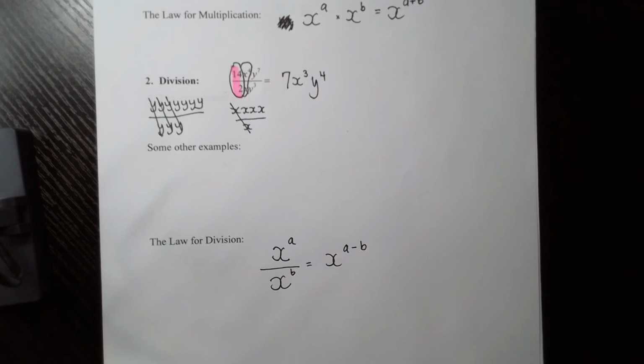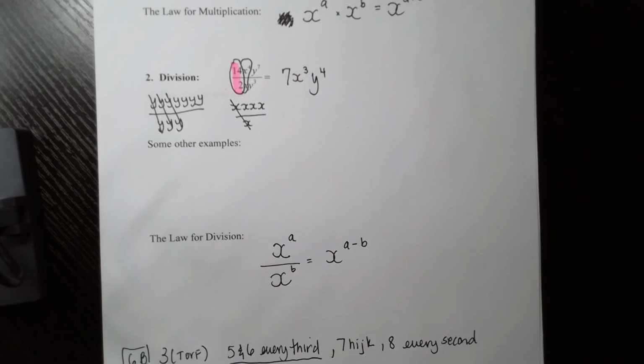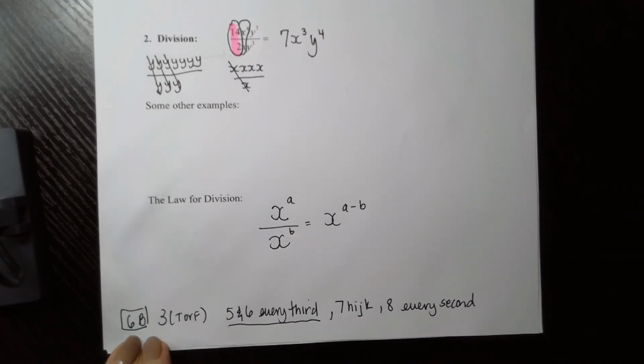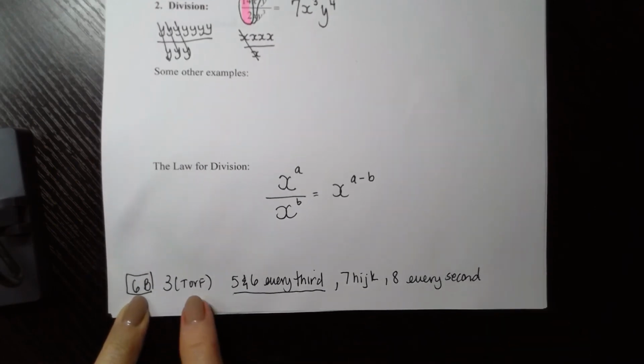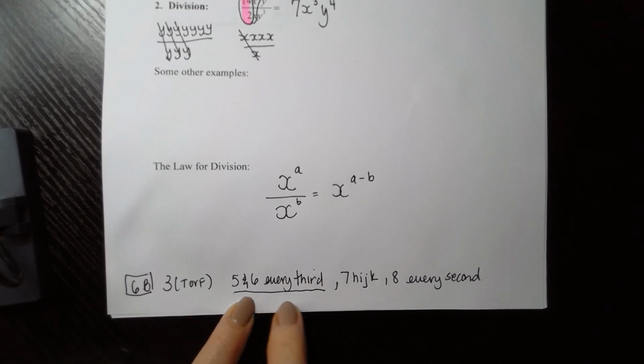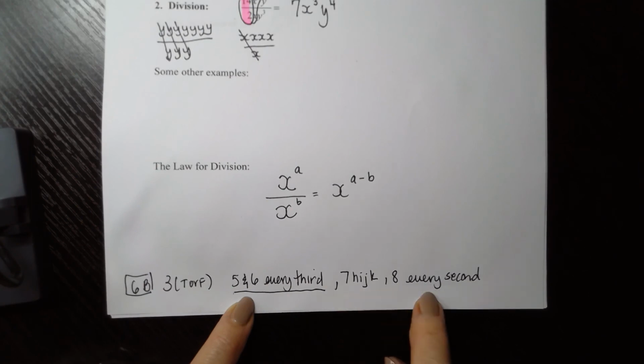So I think we'll just wait for 1 minute. Okay, so I think we'll stop for this video, and we'll do 3 in 6b. Number 3, it's a true or false question. And then numbers 5 and 6, you can do every third one. 7, H, I, J, K, and 8 every second.